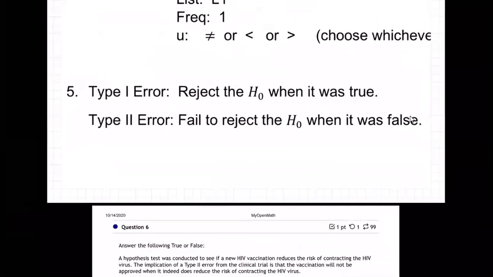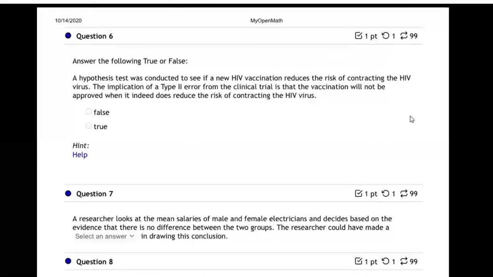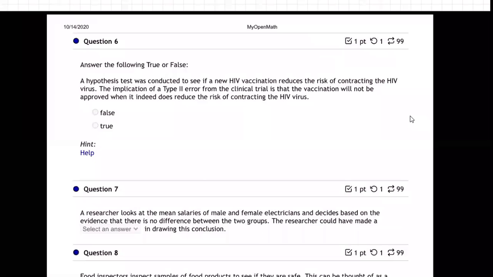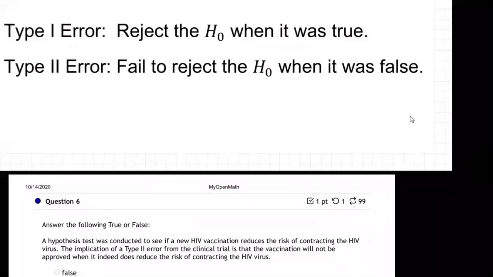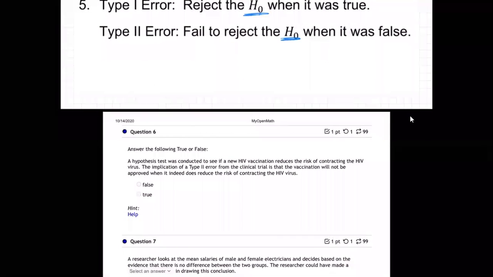And here's from your notes. This is your exam three notes, part number 5, type 1 error, type 2 error. Well, to understand that, we have to first write out, because they refer, notice, to the null hypothesis, don't they? So we've got to know what is the null hypothesis here. Well, that starts with the claim. What's being claimed? To see if a new HIV vaccination reduces, that's less.